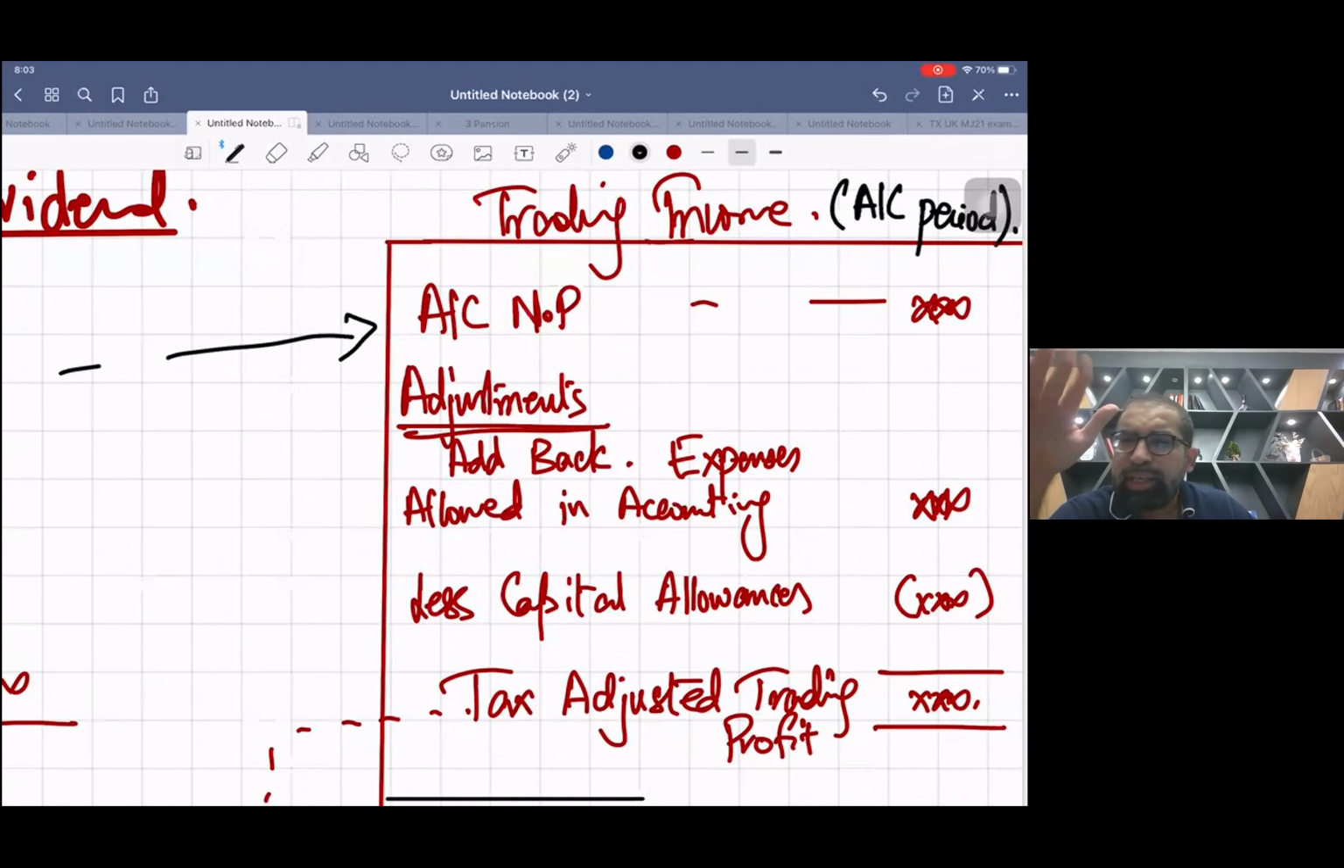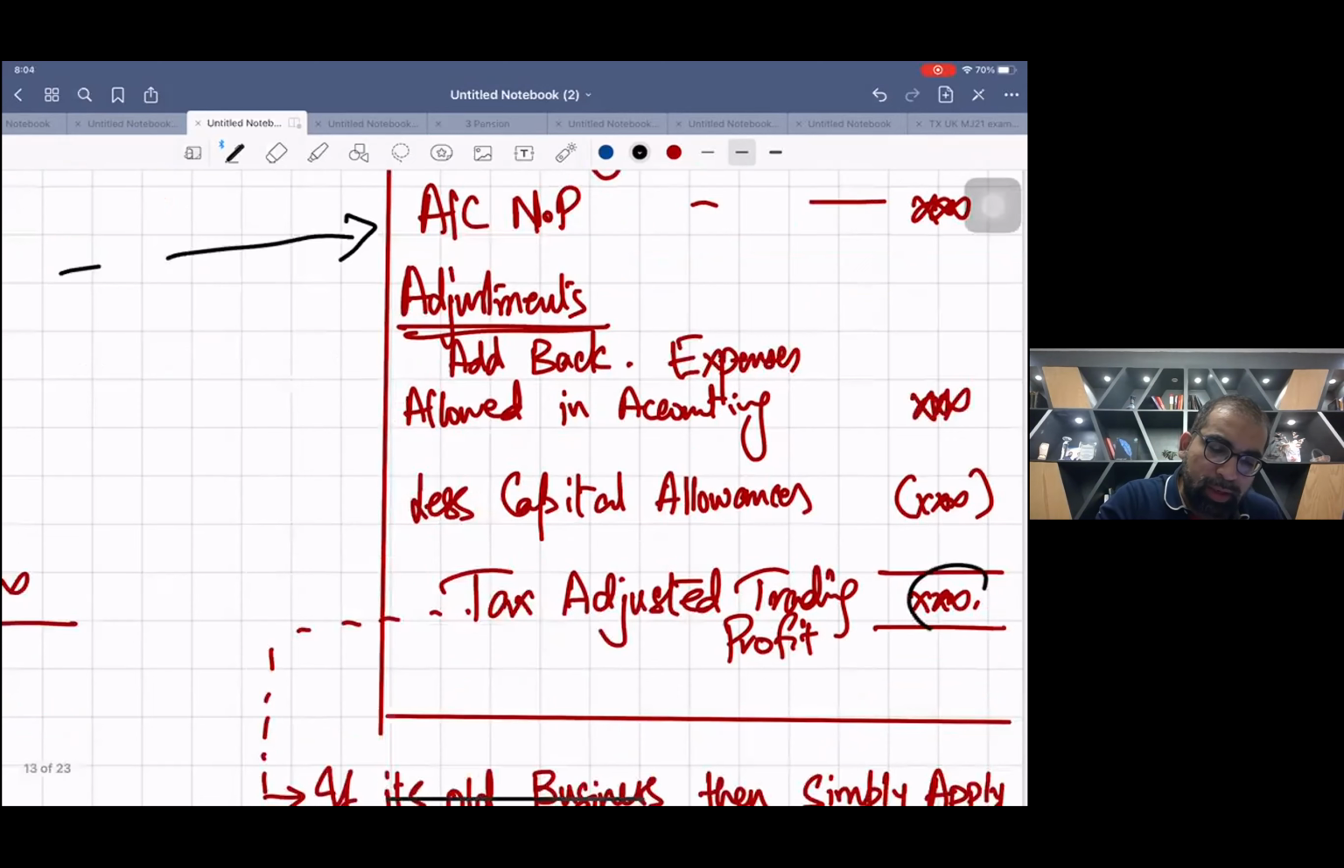Normally there are adjustments: add back all those expenses which are allowed in accounting but not allowed in tax. Similarly, you have to deduct capital allowances, you have to deduct other incomes, and so on. This is a complete topic, okay? So this hard work you have to do for trading income. And this whole trading income journey is for accounting period, not fiscal year.